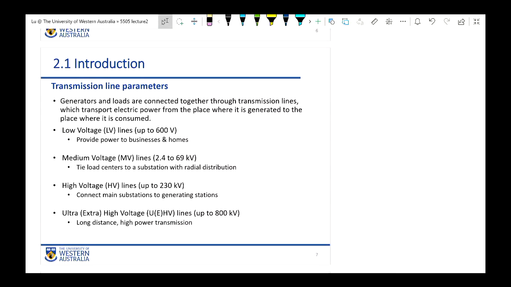More things. So what parameters are important for the transmission lines? Generators and loads are connected together through transmission lines, which transport electrical power from one place to the other. And we have 4 different transmission ranges. For low voltage, up to 600 volts, that is used to provide power for businesses and homes. For medium range, 2.4 to 69 kilovolts, that ties load centers to a substation with radiation. I think in Perth City.